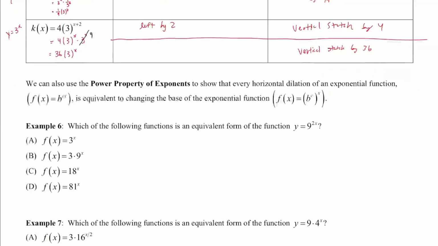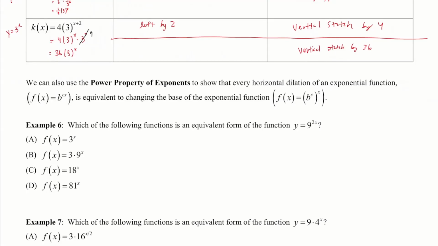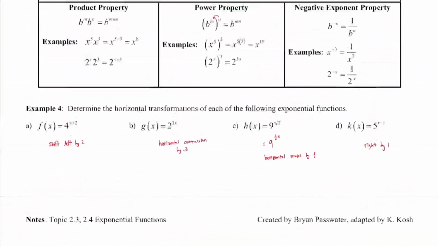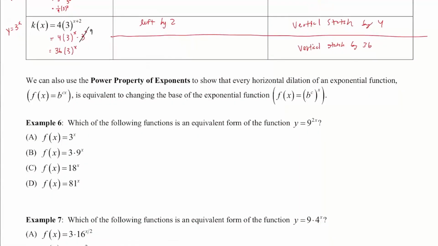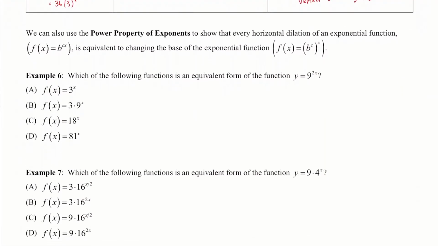Alright, let's continue. We can also use the power property of exponents to show that every horizontal dilation of an exponential function f of x equals b to the power of cx is equivalent to changing the base of the exponential function to f of x equals b^c to the power of x. So all we're saying here is applying that second property a little more creatively to find equivalent statements. So let's see how we do for example number 6. Let's see how I approach this problem.